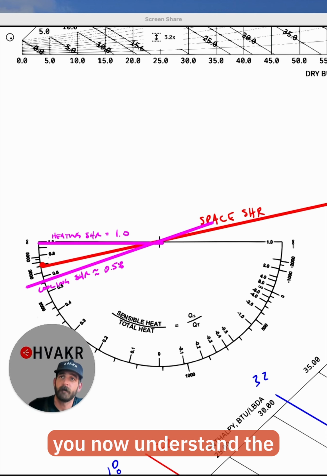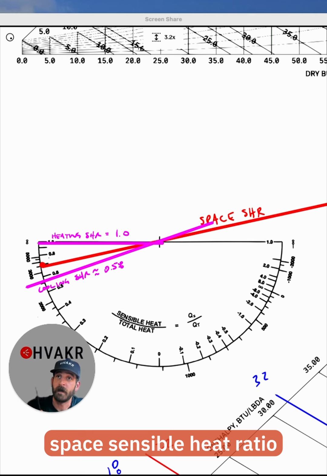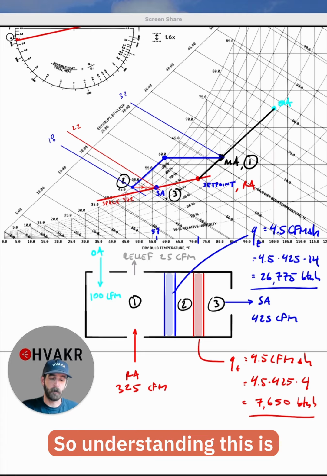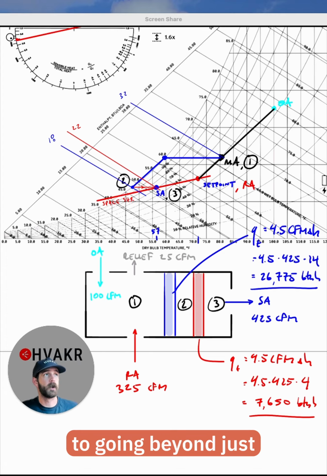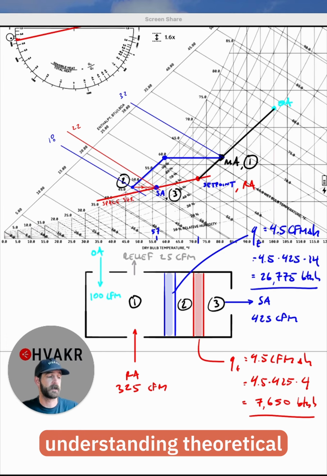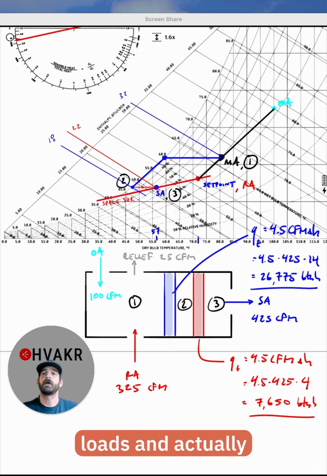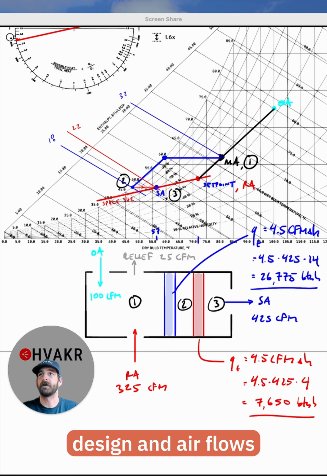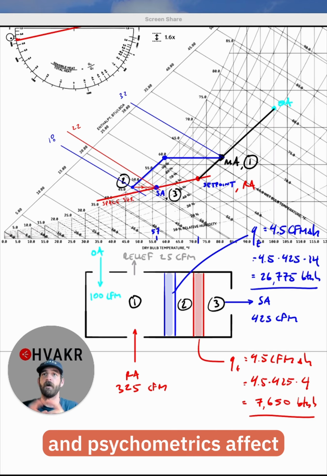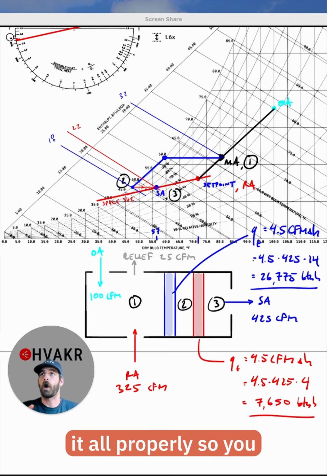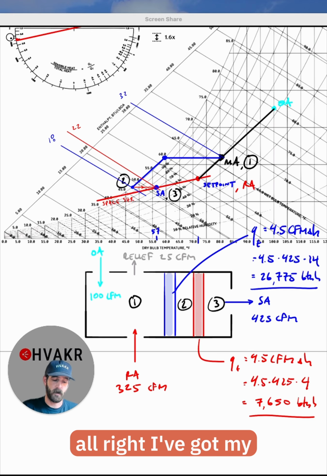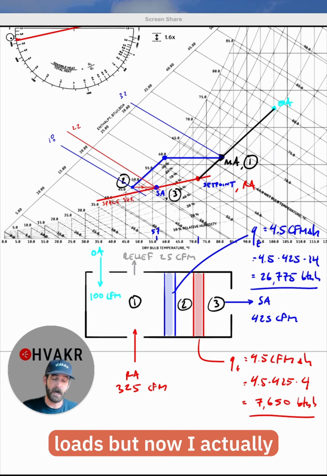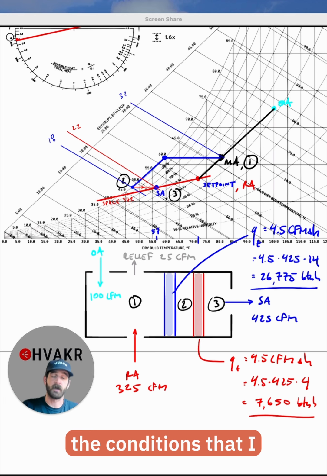And with that, you now understand the difference between your space sensible heat ratio and your system sensible heat ratios, how it all ties together, and how to size your equipment. So understanding this is crucial to going beyond just doing rote load calcs and understanding theoretical loads and actually seeing how it affects your system and how your system configuration and design and airflows and psychrometrics affect your coil load, how to do it all properly so you can be confident that, all right, I've got my loads, but now I actually have coil sizing based on the conditions that I want to meet.